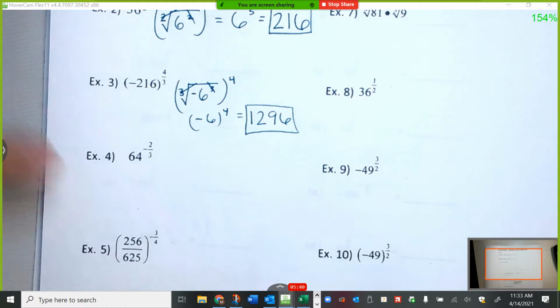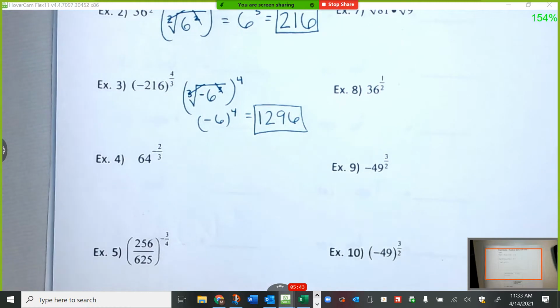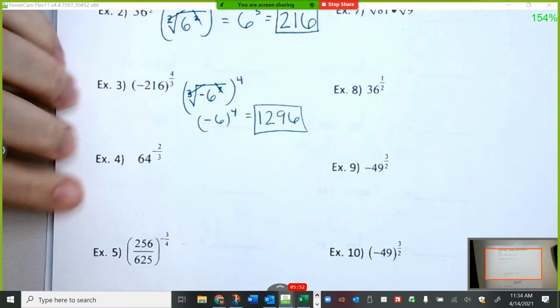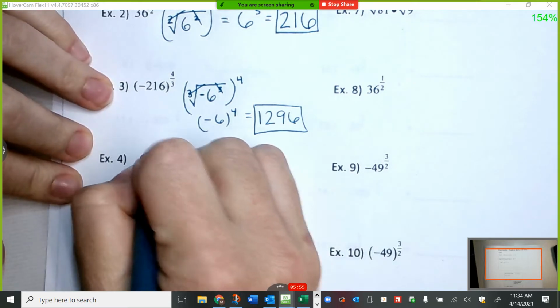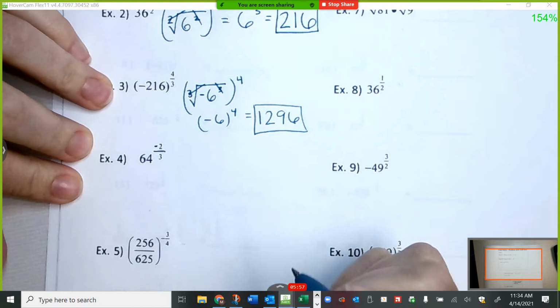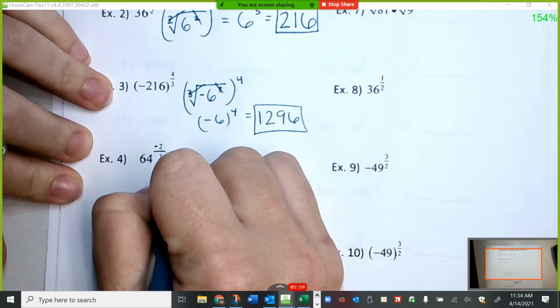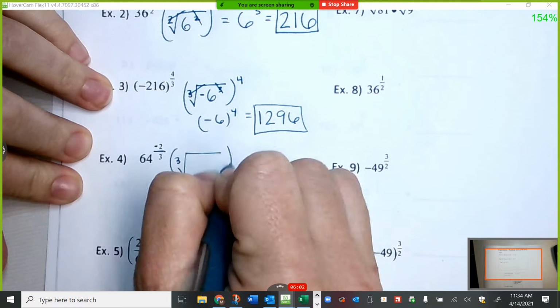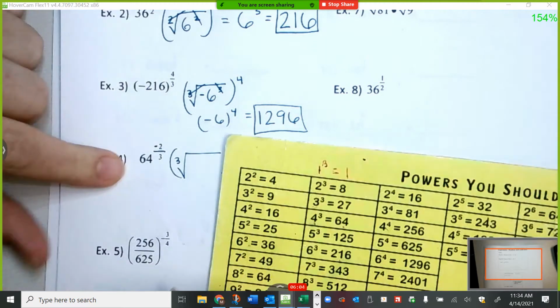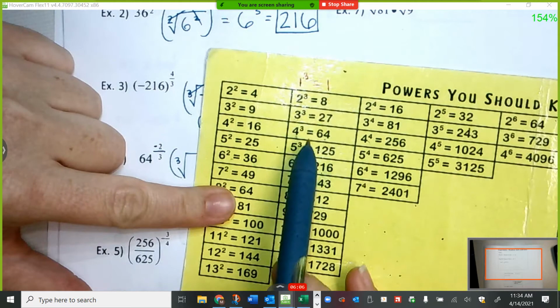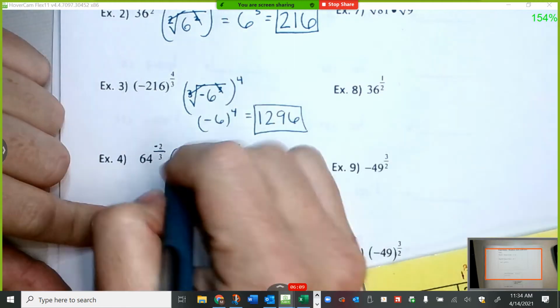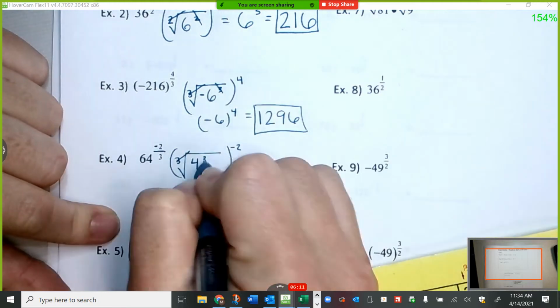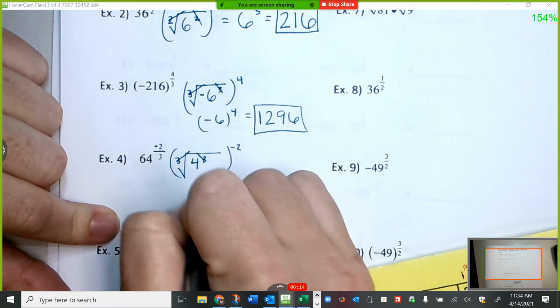Okay, let's look at this one. What's the difference in number 4? It has a negative exponent. Just a reminder, that means we're going to have to flip something, but let's just set it up first. We're always going to give that negative to the top. This is the cube root to the negative 2 power, and we need to figure out what cubed gives us 64. Well, 4 cubed equals 64. The cube root cancels the cubed, and I get 4 to the negative 2 power.